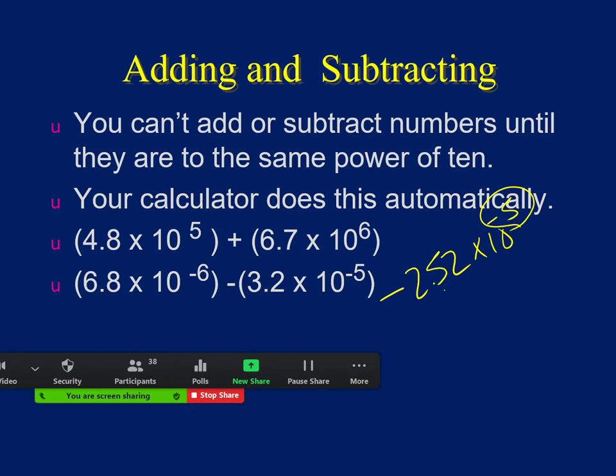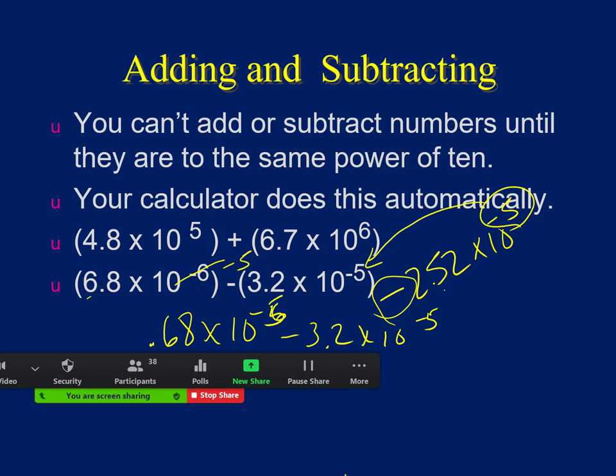Why is this negative fifth? This is negative fifth because that's negative fifth. Why is this negative? Well, when I do this, I'm going to change negative 6 to negative 5. Negative 5 is bigger than negative 6. So I have to change that to 0.68 times 10 to the minus 6th. Minus 3.2 times 10 to the minus 5th. So now I got the same exponent.